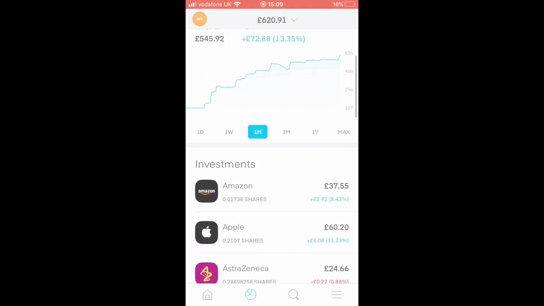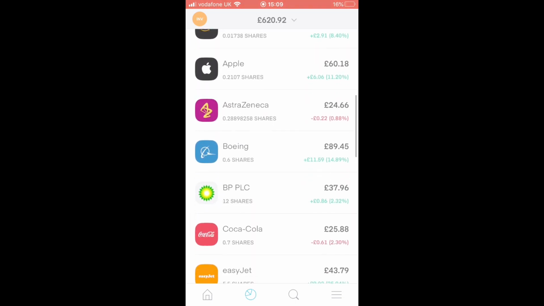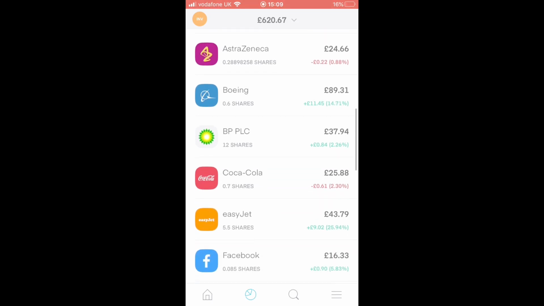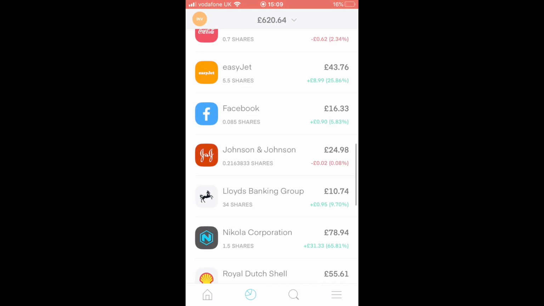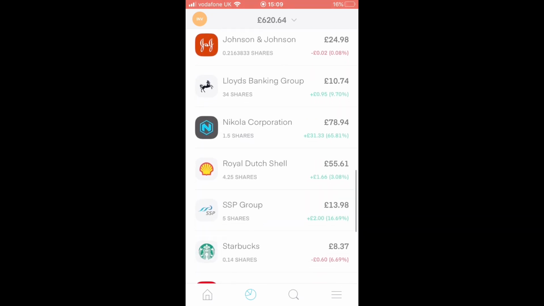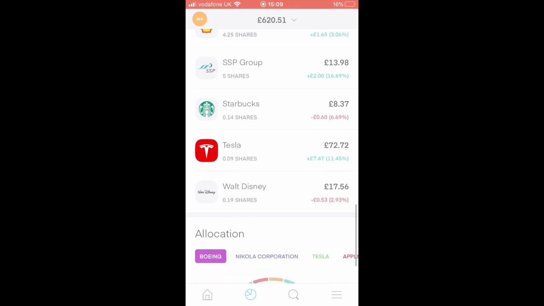We'll have another quick flick through my investments. You can see that my investment in AstraZeneca is ever so slightly down since I've purchased. Coca-Cola is still slightly down. Johnson & Johnson as well is about breaking even with it being 2p down. But everything else is fairly in the green, apart from Starbucks and Walt Disney.